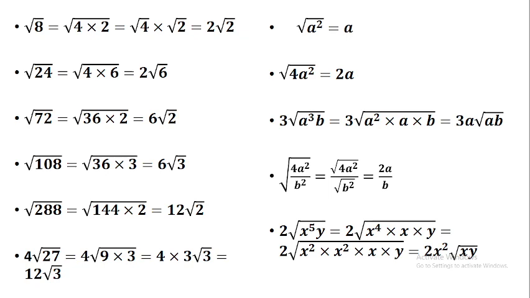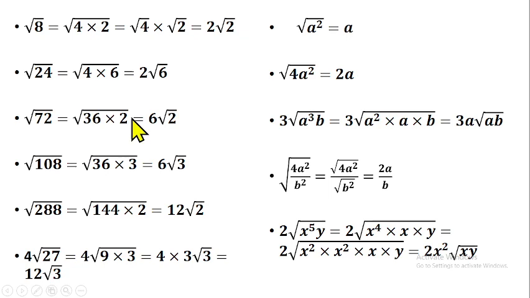Yes. Let's move on to √72. We can simplify √72 to go further. That will give us √36 times 2, and 36 is a perfect square. What is √36? That is 6. Multiply by √2, that will give us 6√2.